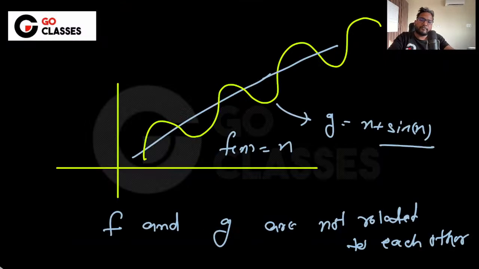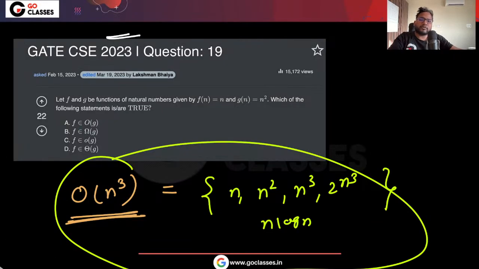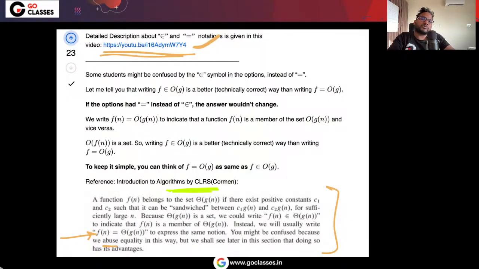Now let's move to the next question. By the way, this GATE 2023 question, you can definitely try this question. One of the students actually commented on how we can say the belong notation. Let me even show that comment, and I have replied.